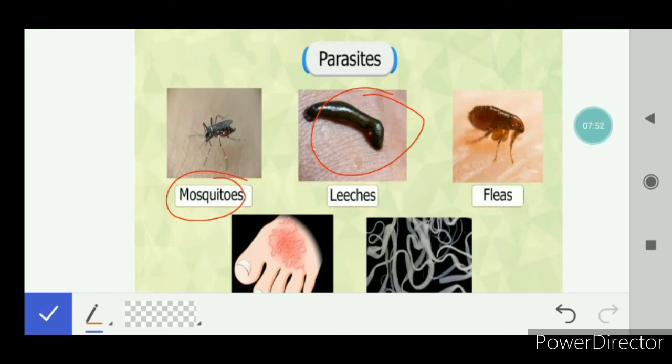So it is clear that parasites depend on other living organisms for their food. These are some more examples: fleas, hookworms, tapeworms. Tapeworms are the small worms that live inside stomach and intestines of small animals.